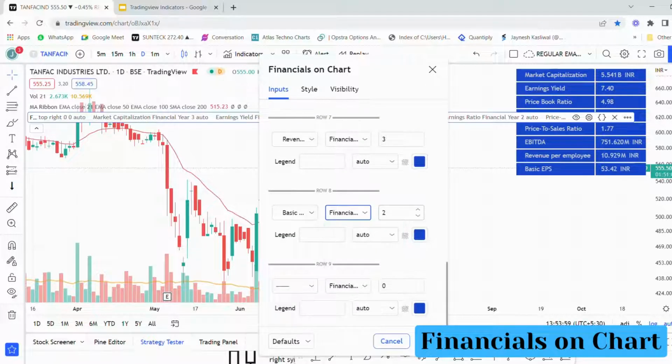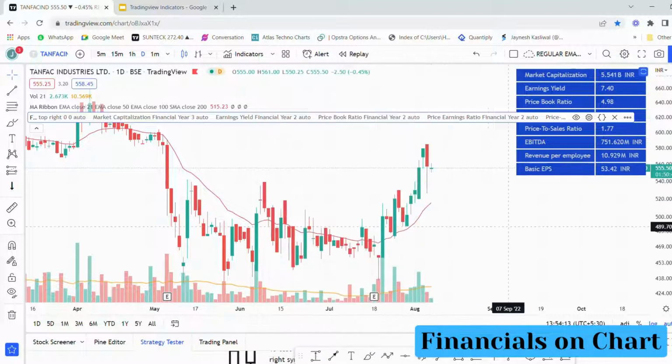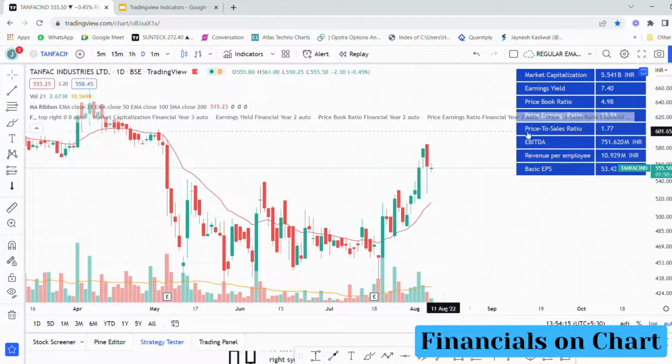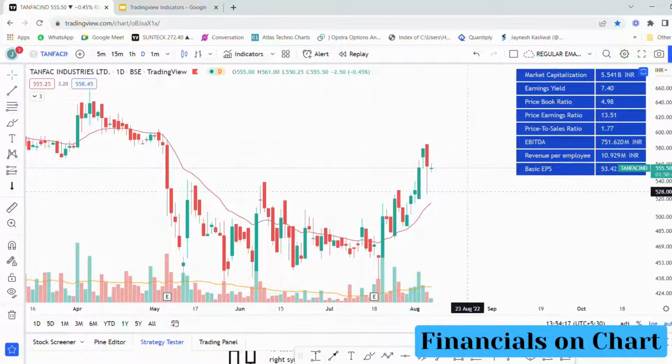So I can select financial quarter 2. I can select financial year also. So I want to see the year wise EPS growth, or if I want to see quarter wise EPS growth, that is also possible using this. This will help you to select stocks that have good fundamentals as well.